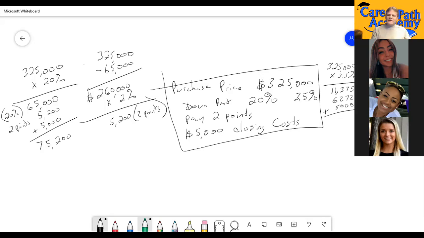So anyway, at the end of the day, to purchase the same property, it's going to cost you $22,000. You're going to need $22,645.50.